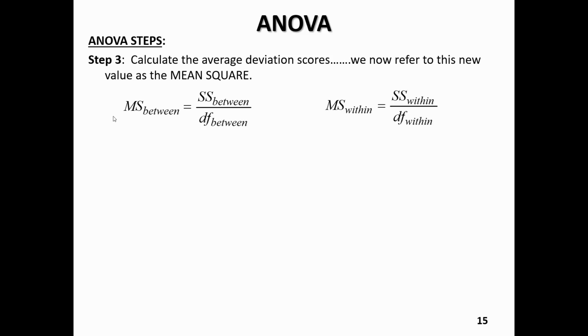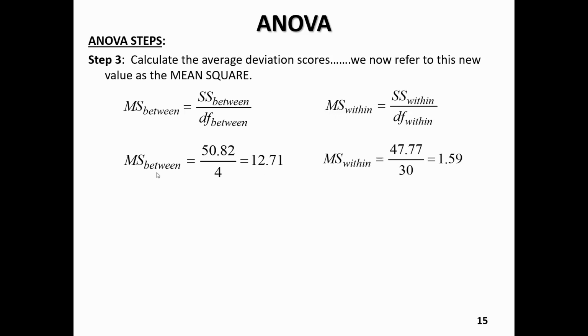Just to recall, this calculation is fundamentally the same as calculating a variance score. The only difference is the data that we actually use in the numerator and denominator. These two mean square calculations have the exact same fundamental form; it's just that the numbers we put in are different. I'm going to take the data that we calculated on the previous slide, slide 14, and substitute the sum of squares between and the degrees of freedom between, and I end up with a value of 12.71. That's my mean square between term.